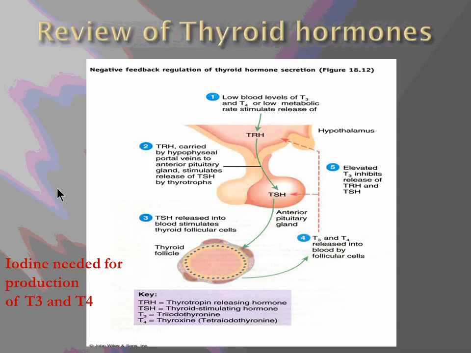So here is a review of the thyroid hormone. Again, you can see this whole cycle: low blood levels of T3 or T4. Because the blood level of T3 and T4 is low, obviously you want it to be secreted. So TRH secretion is stimulated, which causes secretion of TSH from the pituitary, which acts on the follicular cells and causes T3 and T4 to be liberated. When the levels rise, they have that negative feedback action. And obviously you need iodine to produce T3 and T4.